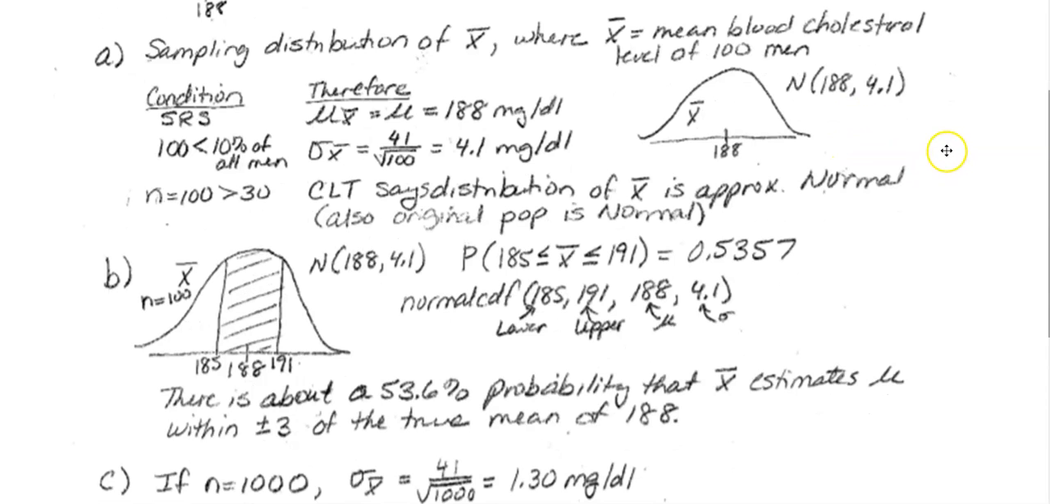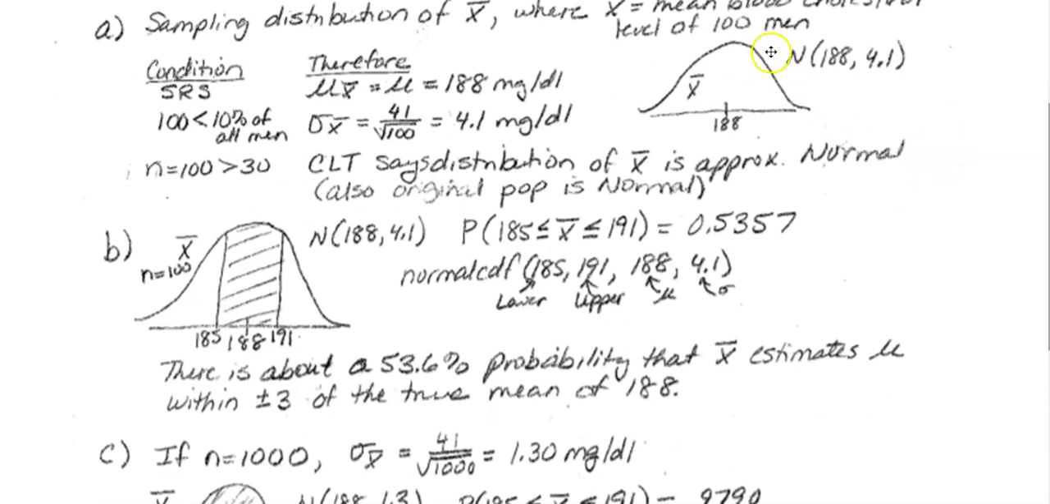Now, the next one says, if I am using this sample of 100 men, what's the probability that the sample will give me a mean value that is within 3 milligrams per deciliter of the population mean of 188? In other words, what's the likelihood that I get between 185 and 191 for the cholesterol level with a sample size of 100? So I have to use this previous model, use that mean and standard deviation, and use my normal CDF to calculate that.